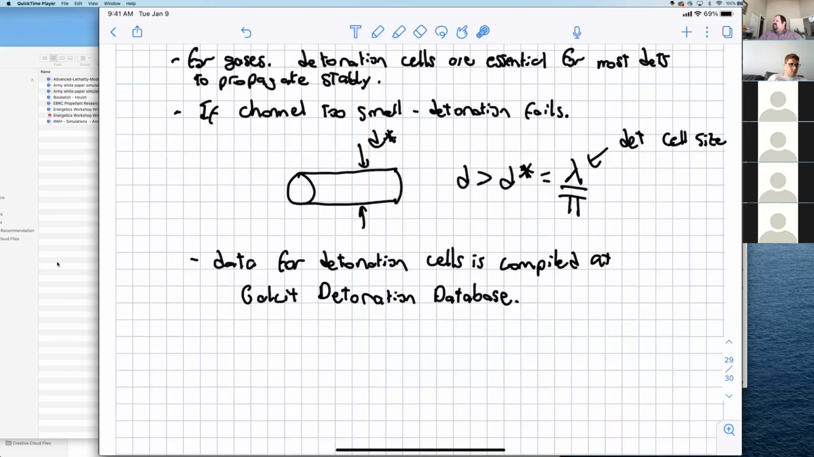Okay, and so that's it for detonations, and we will start propellant combustion on Monday. The theory for that is not as clean as it is for detonations, and so we will not be going into propellant combustion in as much detail as we did with detonations.